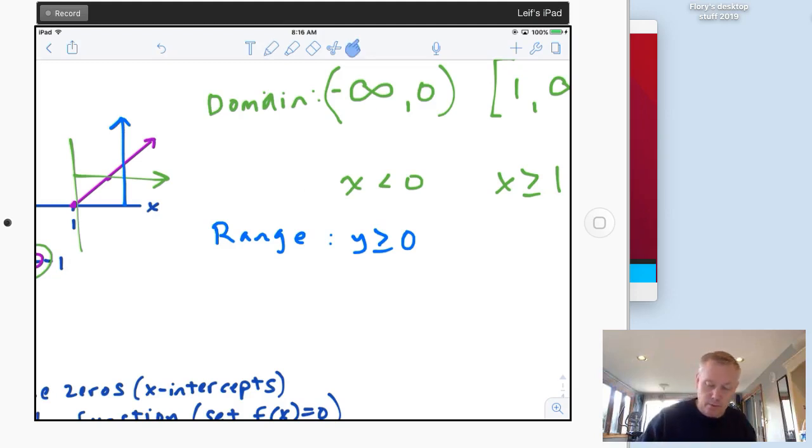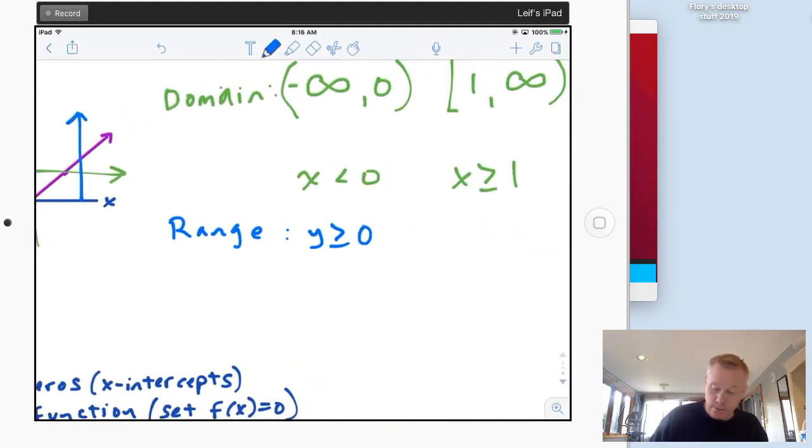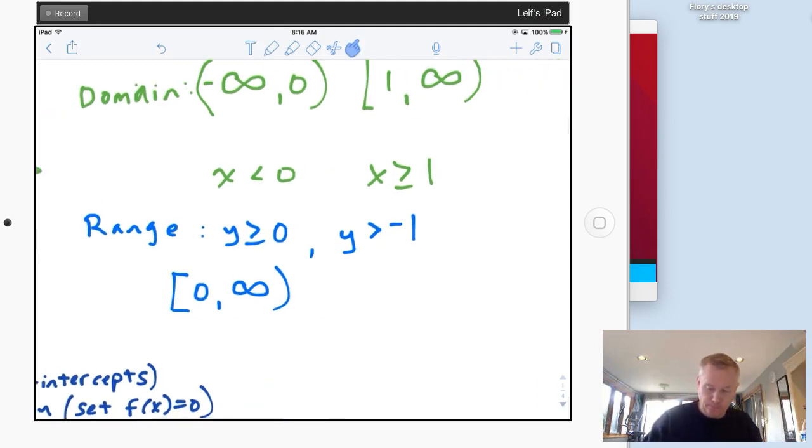I'll do the inequality notation first. For this one, it starts at -1 and goes all the way up, but -1 is not included, so that would be y is greater than -1, okay? Now if I do the interval notation, if y is greater than or equal to 0, that means it goes from 0 to infinity. 0 is included, infinity is not.